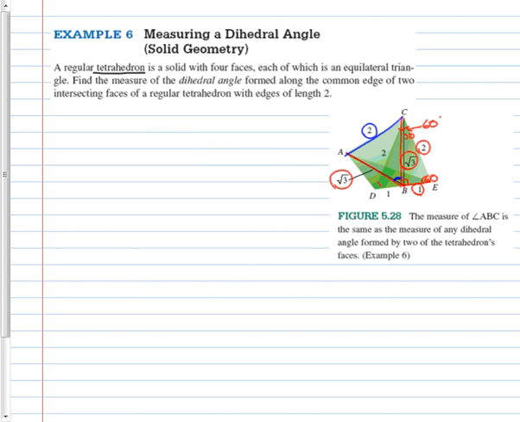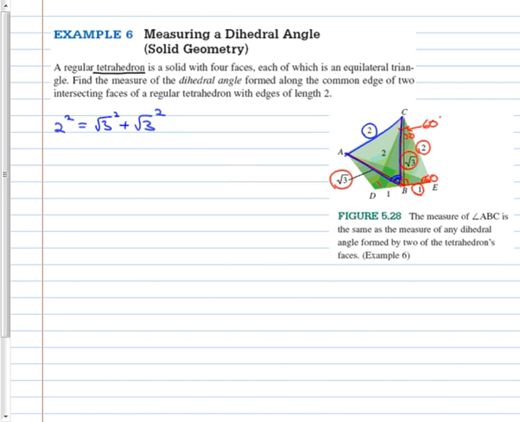So I can figure out that angle with my law of cosines. That 2 squared is the one that matches up with that angle I'm trying to find. So can you fill in the rest of my law of cosines? Square root of 3 squared. They're both square root of 3s. Both of my sides. Can you see that? The two sides. It's a 3D thing.